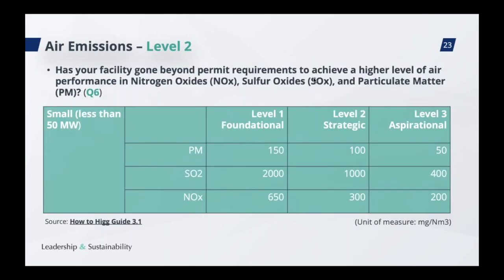The Higg FEM air section encourages you to reduce pollutant limits as far as possible by setting 3 levels of limits for combustion devices that emit nitrogen oxide, sulfur oxide, and particulate matter. Accordingly, question 6 asks whether your facility has gone beyond permit requirements to achieve a higher level of air performance in nitrogen oxide, sulfur oxide, and particulate matter. Here you can check your outdoor emissions test results and answer these questions by comparing results with a limit table that you can also find in the How to Higg guide.